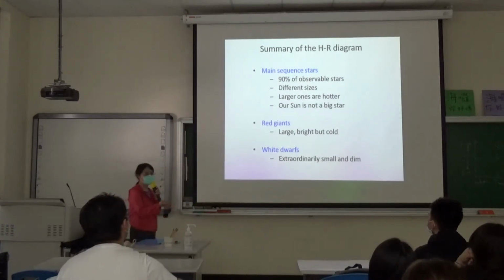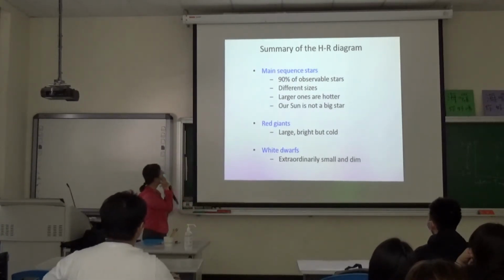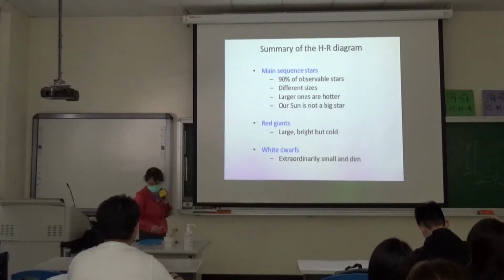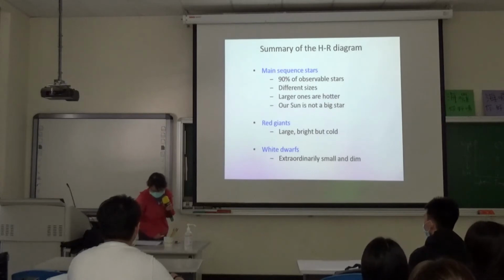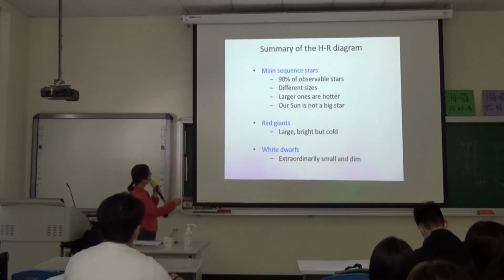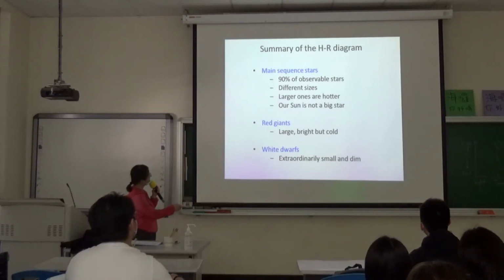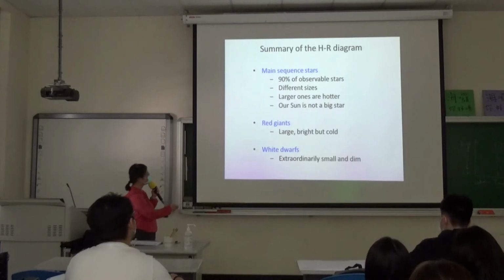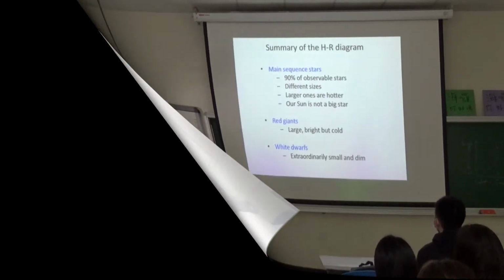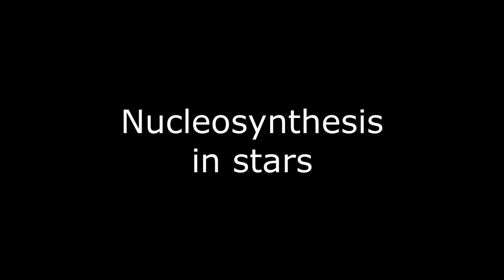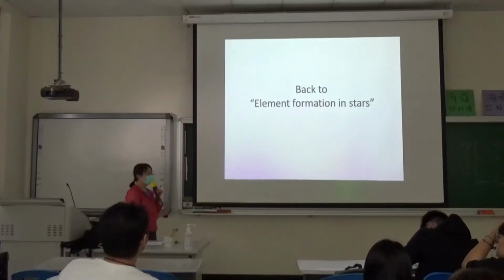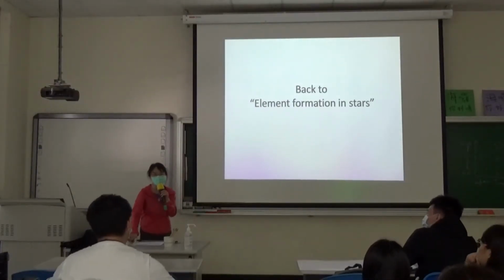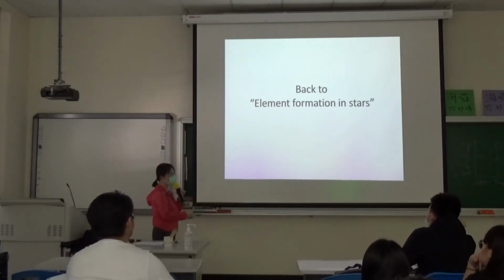As already summarized by first. Here, right? Okay. So these are all summarized. Okay. Our sun is not big. Okay. In the main sequence star, red giant and white dwarf. Okay. And so before the HR diagram, we were talking about element formation stars.